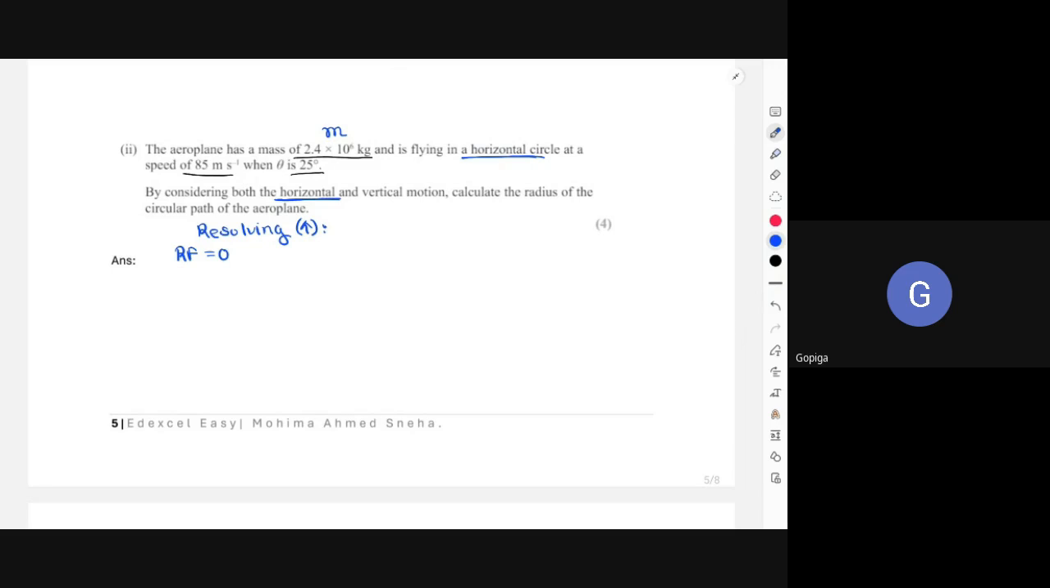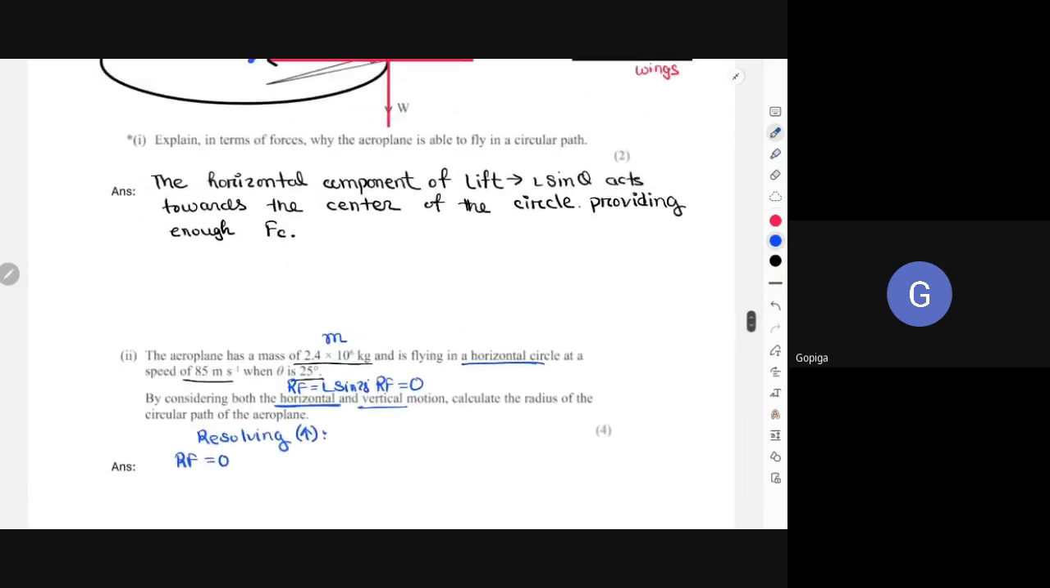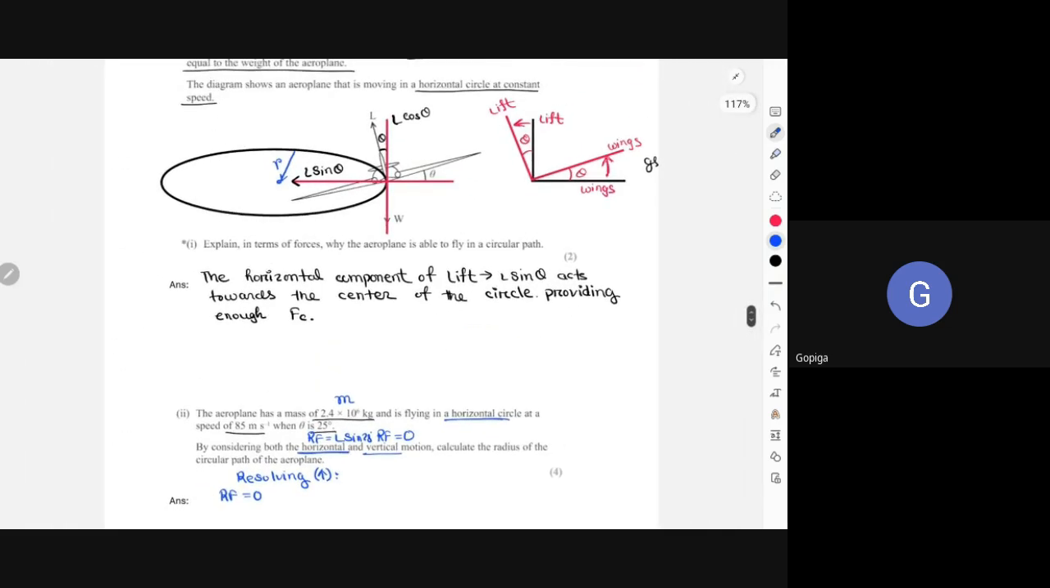In the vertical plane, everything is constant, everything is in equilibrium, a balanced position. So the resultant force turns out to be zero over here. So in the vertical direction, RF is zero. For the horizontal part, it is not zero. It is equal to L sine 28 degrees, right? Because I already know from the diagram, only L sine 28 degrees was acting towards the center. That means that was the equivalent centripetal force, not anything else.